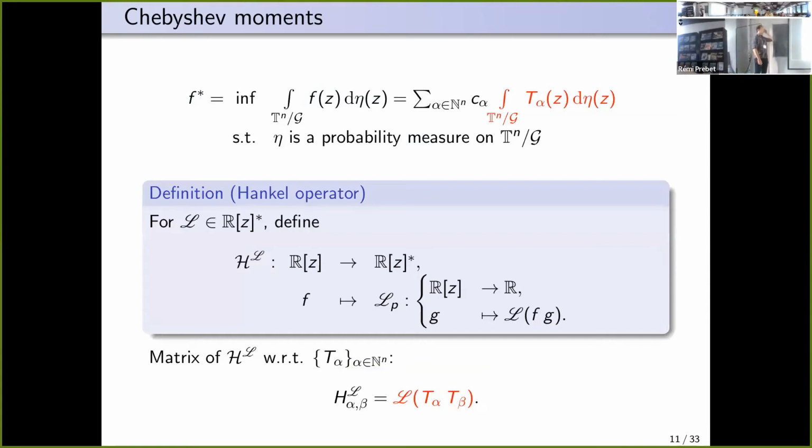So yes, you have the positivity, you have the measures. We're going over the measures here, and I will try to make it short. So for a linear form, you can define the Hankel operator, which takes a polynomial and maps it to the dual, this function right here. And if you now choose as a basis for the polynomial ring these Chebyshev polynomials that I was talking about, and you choose as a basis for the functionals the dual basis, your matrix looks like this, indexed by elements in N^n.